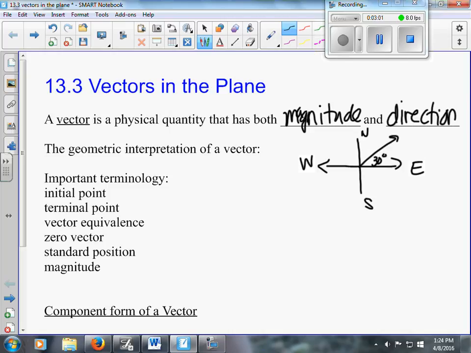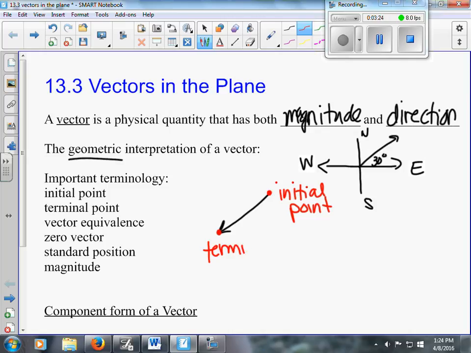Okay, so with this vector, you have a few things to talk about. This is the initial point right here, and down here is the terminal point. Most people don't use that language. They say head and tail. This is the tail, and this is the head.